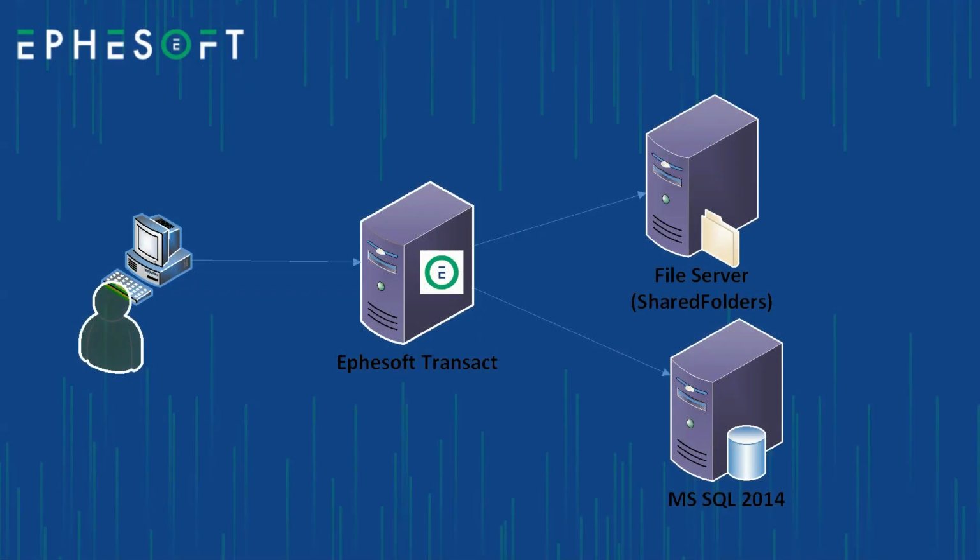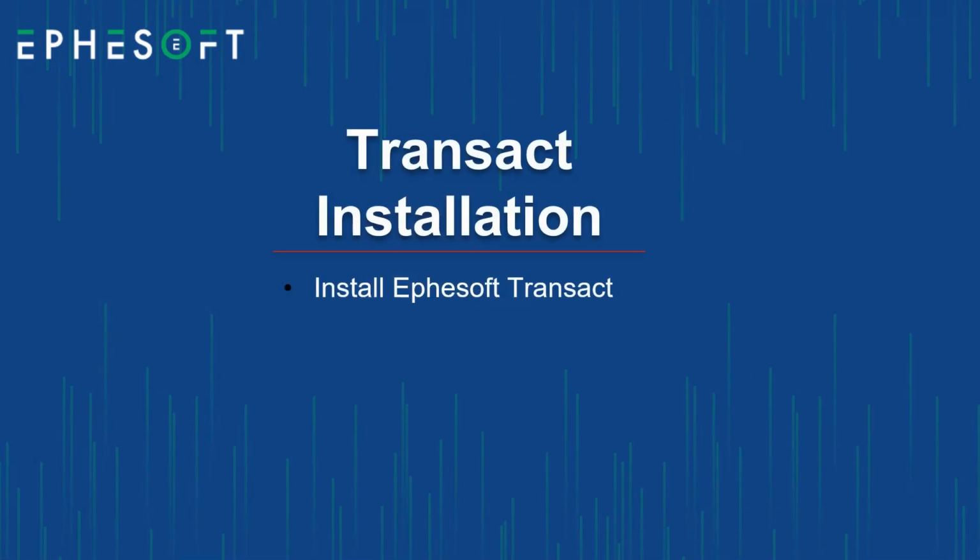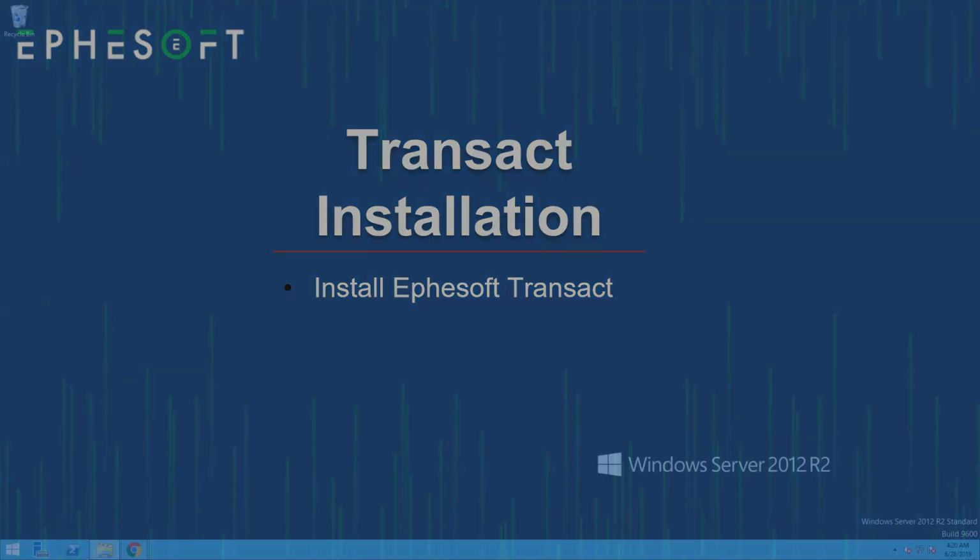The installation covered in this tutorial will involve the following components: an application server, a database server, and a file server, as seen in this diagram. Each server meets the minimum hardware requirements listed on our doc site. This type of installation is best practice when installing Ephesoft Transact. Let's begin the first part of this tutorial by installing Ephesoft Transact.